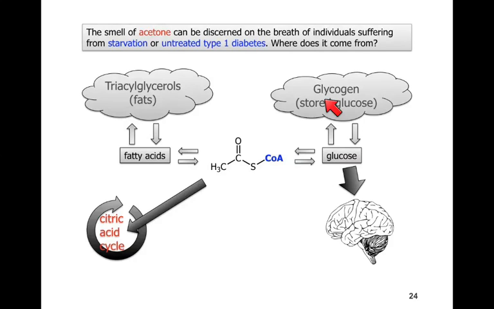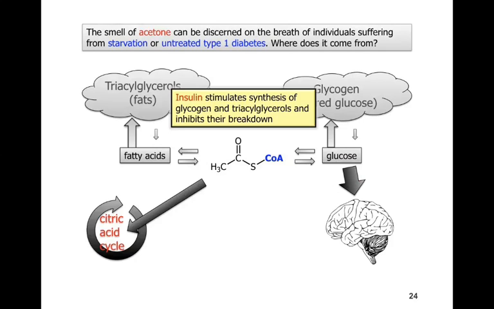Type 1 diabetics don't produce enough insulin. And because they don't produce enough insulin, the signal isn't sent to take the glucose and store it. What happens is that the glucose builds up, and so you start producing too much. So insulin stimulates the synthesis of glycogen, and to some extent stimulates the synthesis of triacylglycerols, and it inhibits their breakdown. So it tells our body, store these things away. We need to save them for a rainy day. So your body releases insulin, for instance, after a meal.